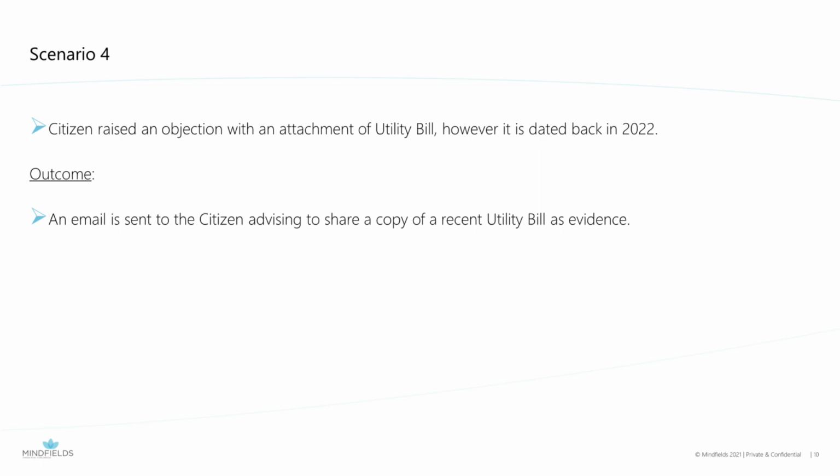Now, we will see a demo of the fourth scenario, where a citizen raises an objection that includes a utility bill attachment, but it was generated in 2022. The UiPath robot will validate the year using the extracted context from Catonix's Gen AI platform. Since the bill is more than a year old, an email will be triggered to the citizen. This email will request them to attach a soft copy of a utility bill received within the last year.